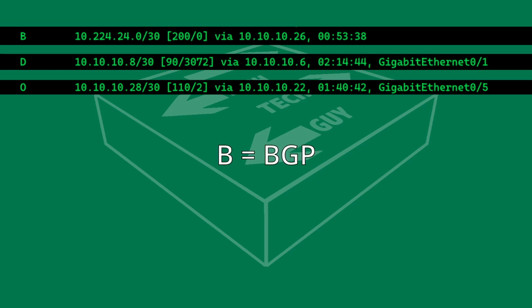B indicates the router learned about that route from BGP. So B equals BGP. That's pretty straightforward. D indicates that the router learned about that route from EIGRP. Doesn't make any sense whatsoever, so you're just going to have to memorize it and know that D equals EIGRP. And O indicates that the router learned about that route from OSPF. So O equals OSPF. Again, very straightforward.